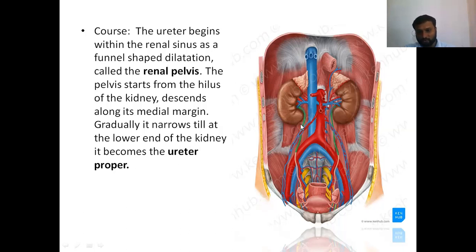See, at this level, this is the lower pole. At this level, the renal pelvis becomes the ureter proper. Now we'll see. So the course of the renal pelvis is clear now. Okay, now we'll see the course of the ureter proper, how it runs and where it terminates.